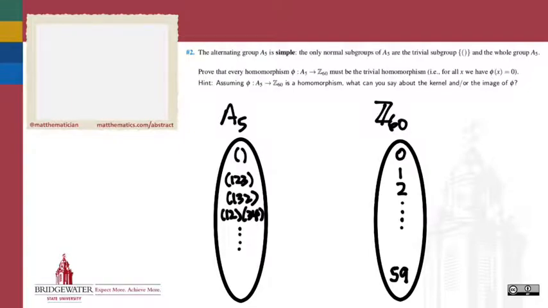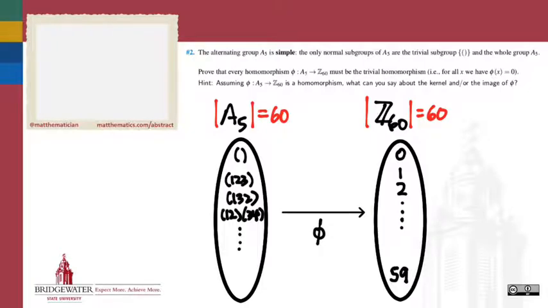But remember the hint that I gave you? What's the order of A5? What's the order of Z60? 60. So these are two groups that have the same order. All right, and we've got some homomorphism between these two groups.